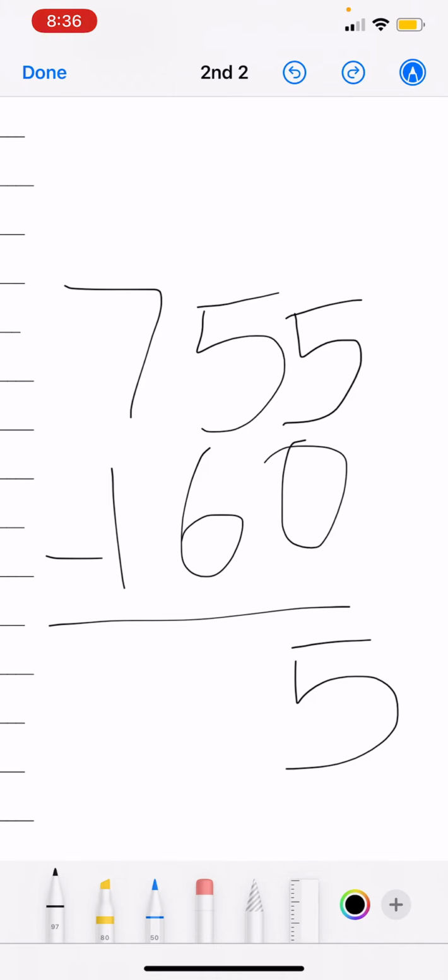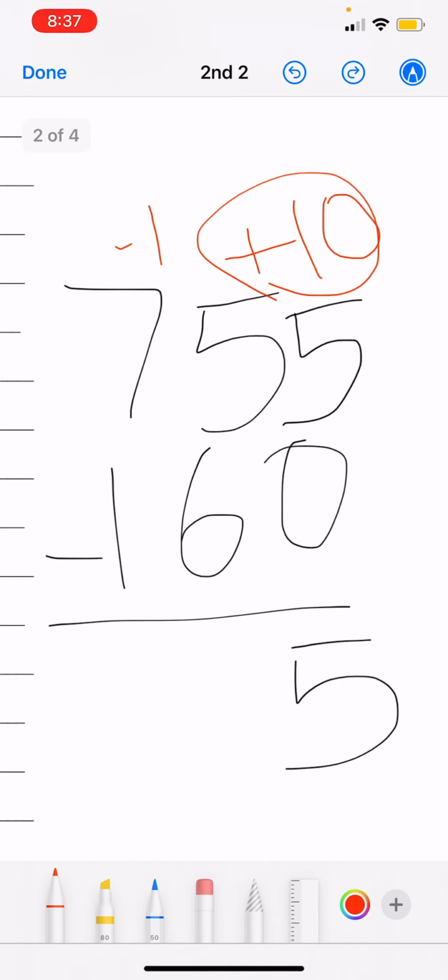So what you have to do is, let me just change it to red. You're going to take 5, right? And you're going to add 10. Remember that's a rule. You are always going to add 10 to the lower number. And then you're going to go to the left. Look at its neighbor, which is 7, right? And you're going to subtract 1 from 7.